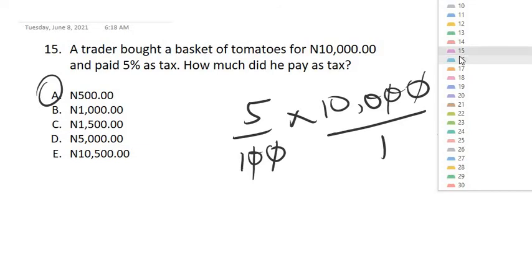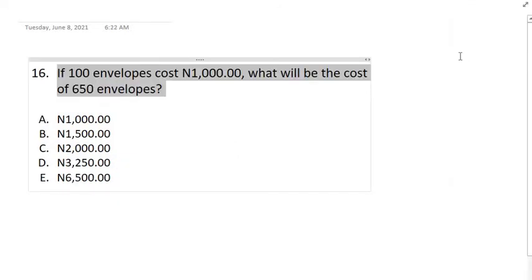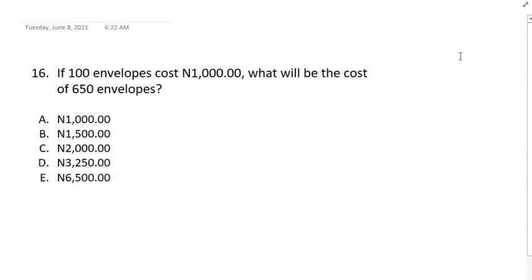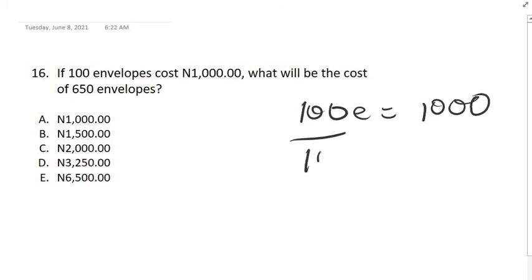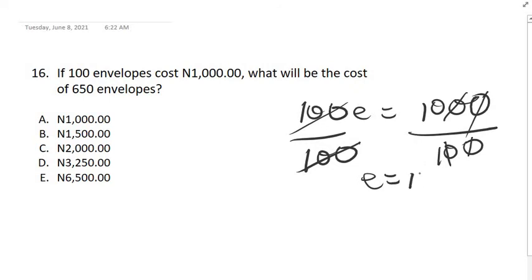Question 16. If 100 envelopes cost 1,000 naira, here 100 envelopes, E, cost 1,000 naira. What will be the cost of 650 envelopes? Let's get the cost of one envelope. To get one envelope, divide both sides by 100 to get E. Divide this side by 100. 100 cancels 100. 20 here cancels 20. So one envelope, one E, will cost 10 naira.